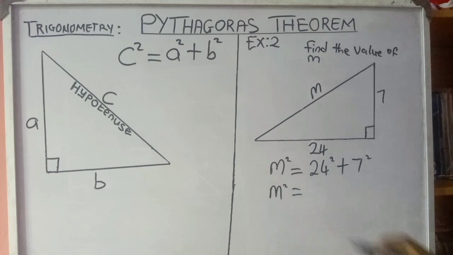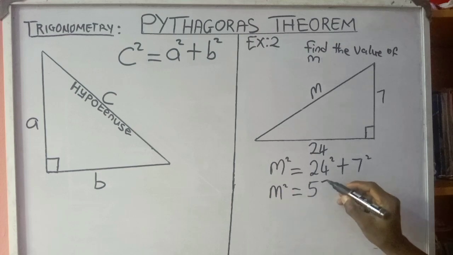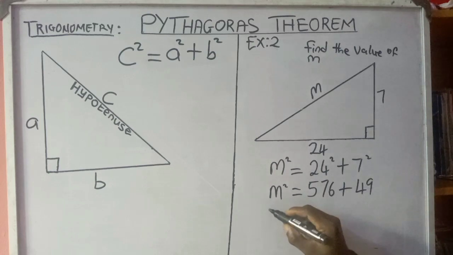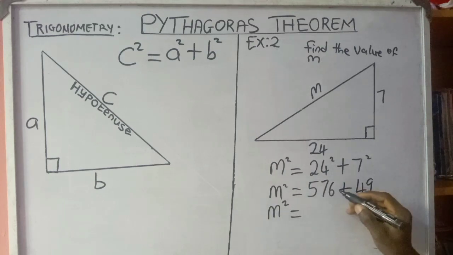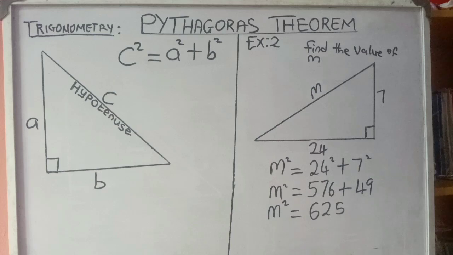M squared is equal to 24 squared, which will give us 576, plus 7 squared, which will give us 49. M squared is equal to 576 plus 49, which will give us 625. So what do we do next? We take the square root of both sides. M is equal to the square root of 625. Of course, the answer will be 25. So therefore, 7, 24, 25 is known as the Pythagorean triple.